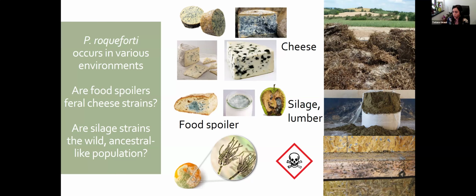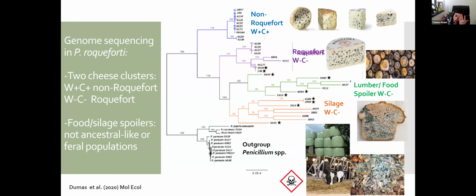So we sequenced some strains from cheese and non-cheese populations, and we found out actually that it was neither of these two cases. So we found two cheese populations and one lumber food spoiler population and one silage population, and neither was nested in the other. So they were independent lineages, so they were neither feral nor ancestral-like. And interestingly, one of the cheese populations was found only in Roquefort in France, which has a protected designation of origin, and with some diversity.